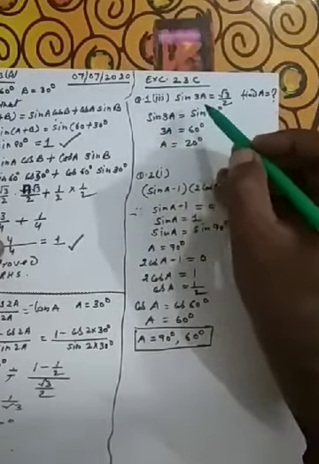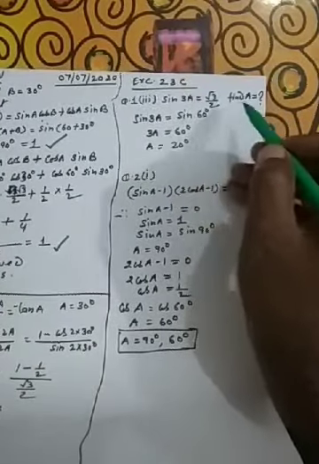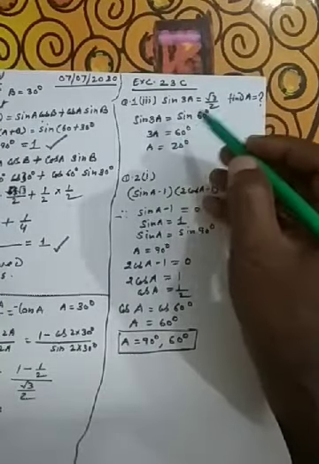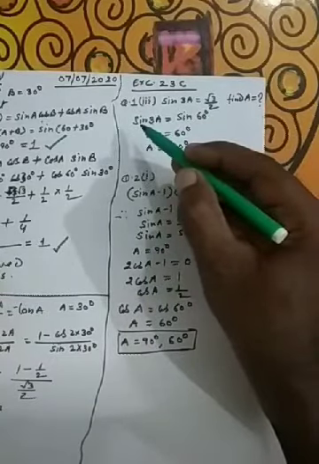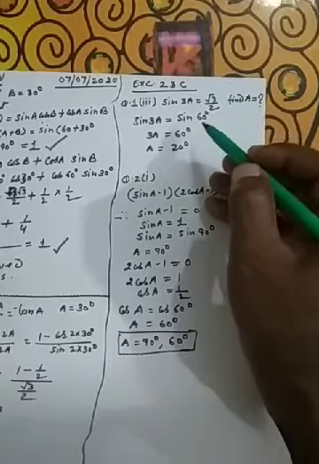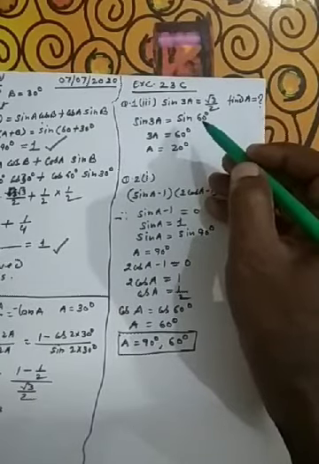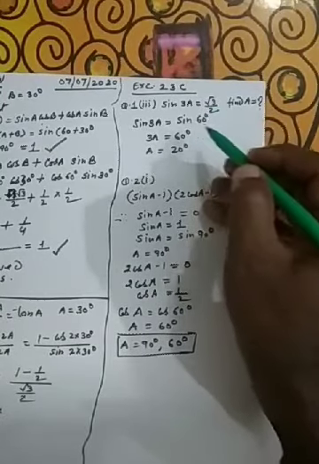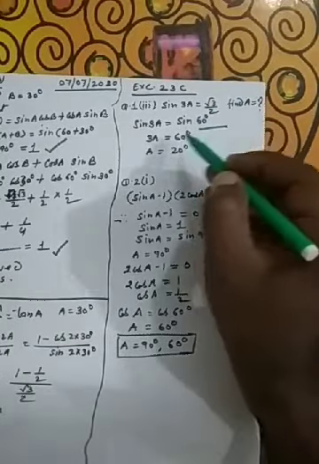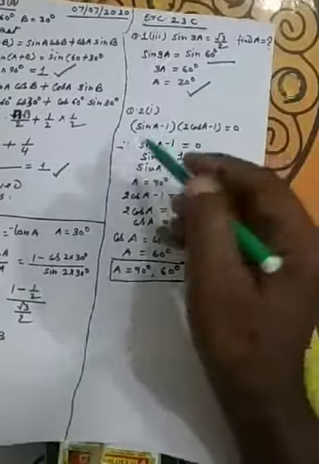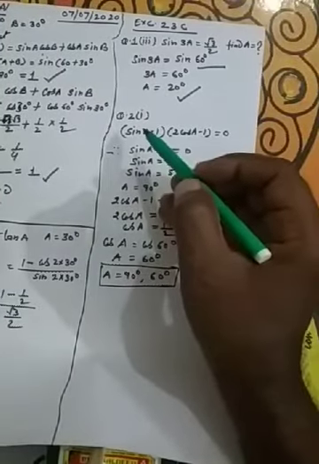Question number 1, sin 3A is equal to root 3 upon 2. Find the value of A. So sin 3A is equal to root 3 upon 2, you have to see which angle of sin has the value root 3 upon 2. So that is sin 60. This way, then you write 3A is equal to 60 degree, A is equal to 20 degree. This way. Next, question number 2.